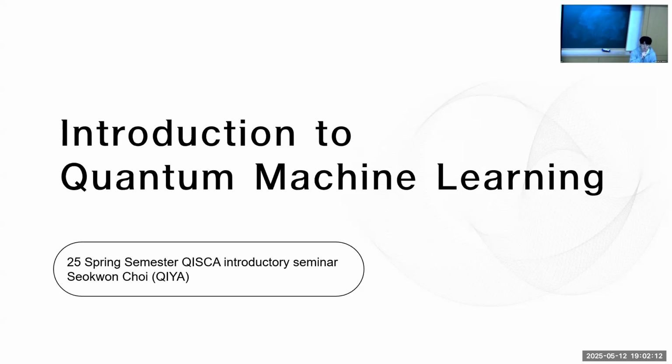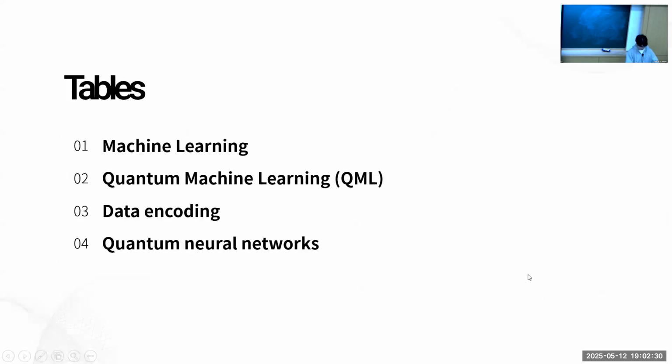Today I'll talk about quantum machine learning, QML. QML is a part of a larger topic called variational quantum algorithms, or VQAs. In this seminar, I'll explain the key ideas and how these algorithms work. Here's today's outline: we are going to talk about machine learning and quantum machine learning, data encoding, and quantum neural networks.